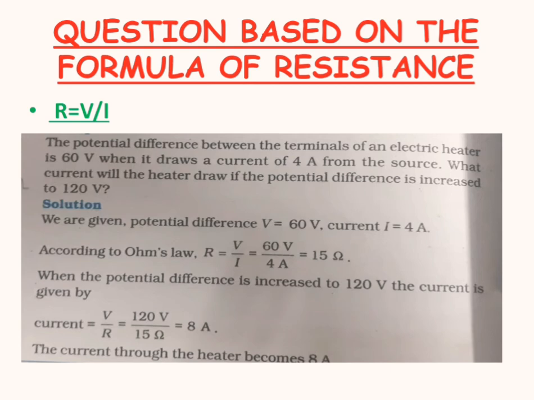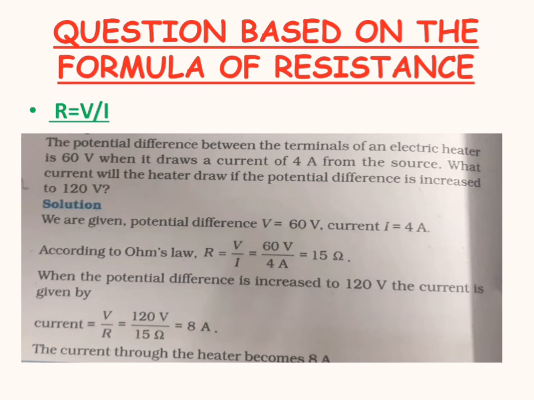So in the first case the heater is working on 60 volt of potential difference and it is drawing 4 ampere of current. Now what is missing? Let's look at the formula. It is R equals V upon I. What do we know here? We know V, that is 60, and we know current, that is 4. So we need to find the resistance only, because resistance is missing. According to the formula, R equals V upon I, that is 60 upon 4. So that is 15 ohm.